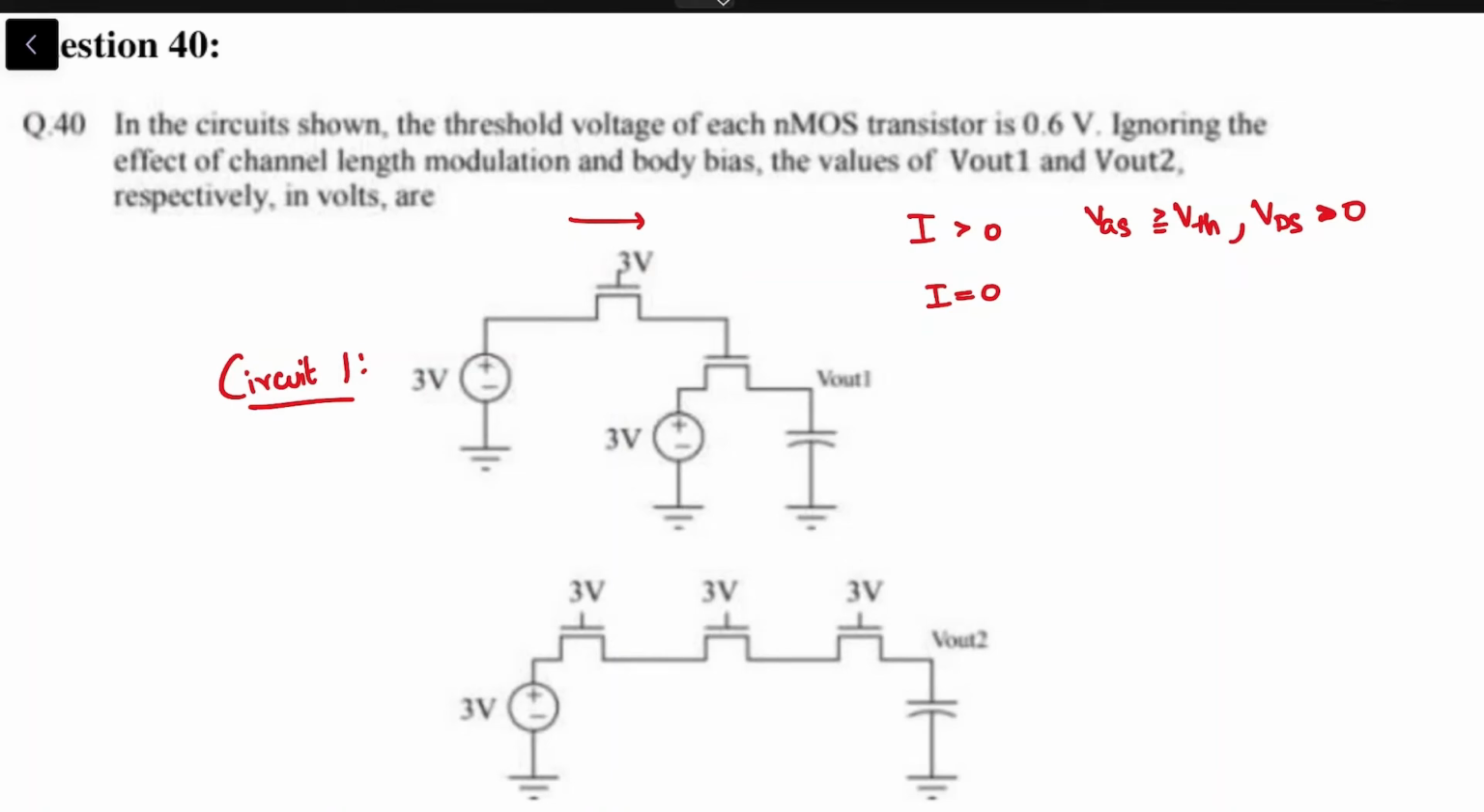So there is a problem here because this can't rise up all the way to 3 volt, because as soon as it rises up to 3 minus 0.6 volt, the VGS will become 0.6 volt and then the current will stop. So the maximum this node can go to is 2.4 volt. Now since this node is the gate of this transistor, the maximum this node can go to will be 2.4 minus 0.6, which is 1.8 volt. That's the answer for the first circuit.